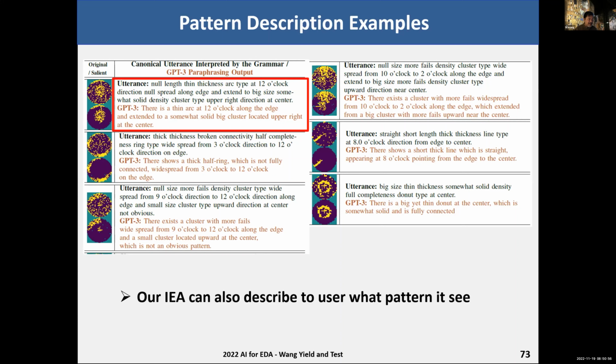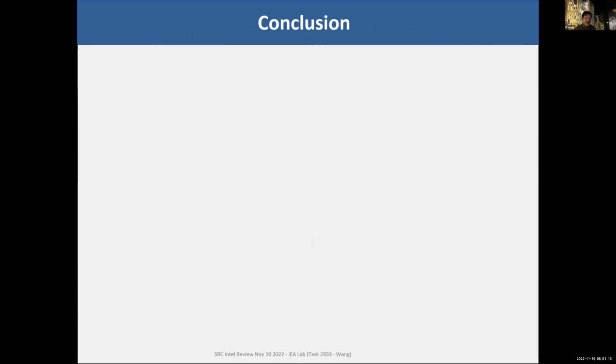the tool output will say, I see there's a thin arc at 12 o'clock along the edge, extending to a somewhat solid big cluster located upper right at the center. And for this one it says, I see a short thick line, which is straight, appearing at 8 o'clock, from the edge to the center. There are more examples like this that we discussed in the paper.